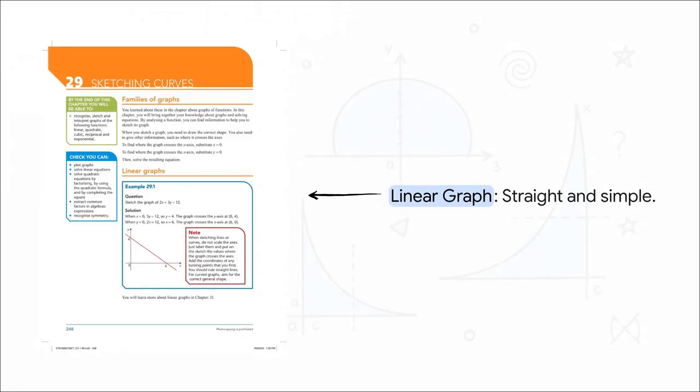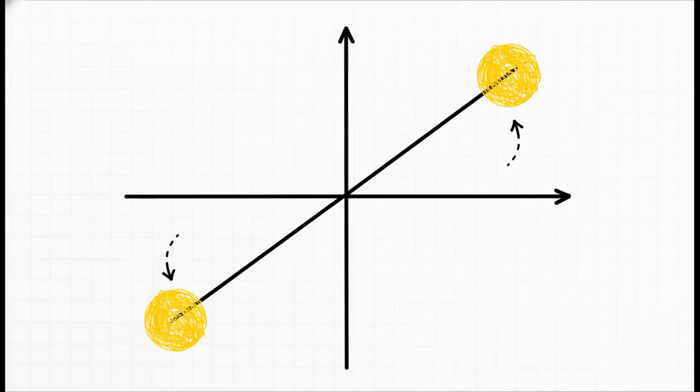Coming in at number 5 is the linear graph. It's just a perfectly ruled, continuous straight line. The trick here is the rule of 0. Plug in 0 for x or y to find quick intercepts.